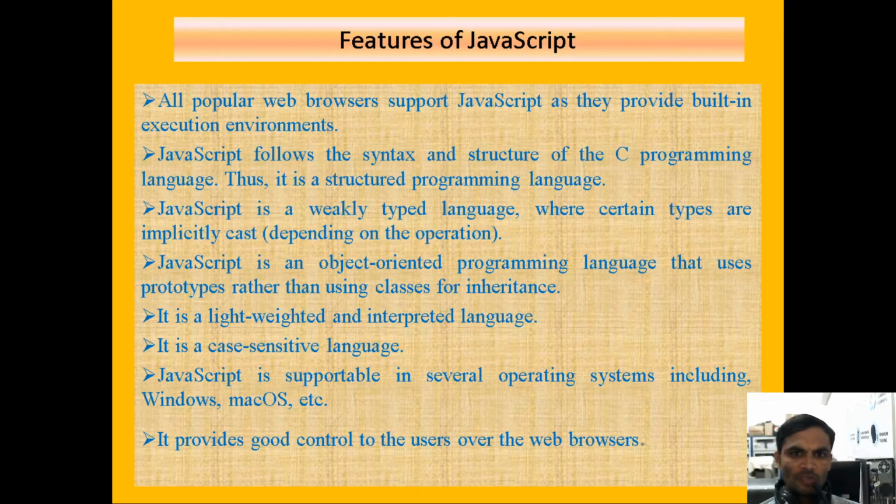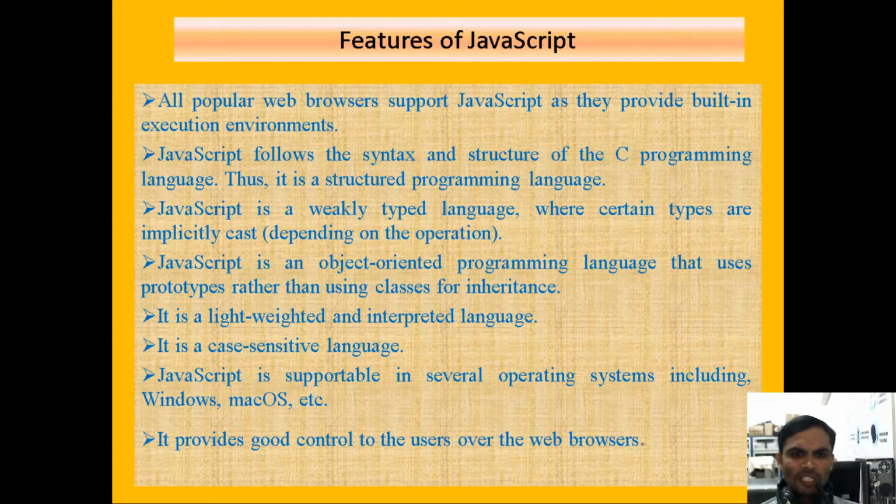Now coming to the features, what are the features of JavaScript? The web browsers that support JavaScript produce the built-in execution environment. If you want to run JavaScript applications, we run them with the help of web browsers only. If you want to write the application, it follows a syntax similar to C programming. In C programming, whatever syntax is there, similar syntax will be there in JavaScript.